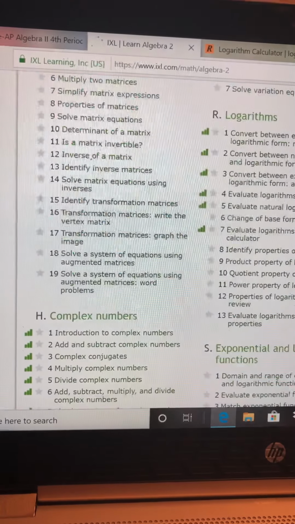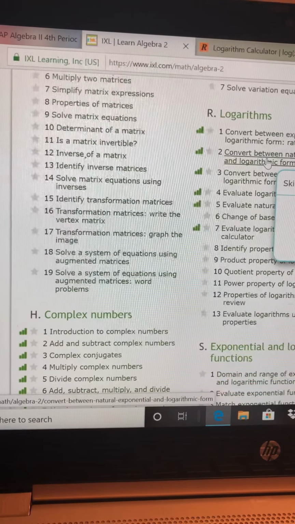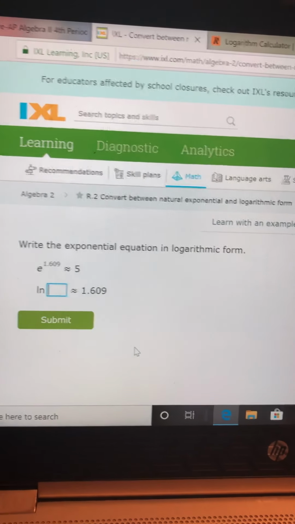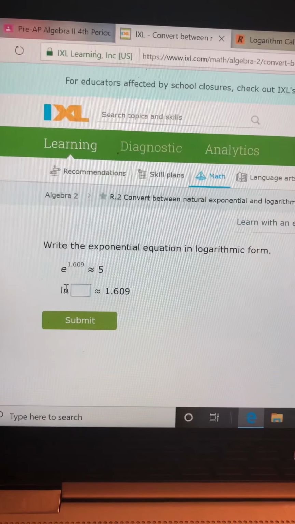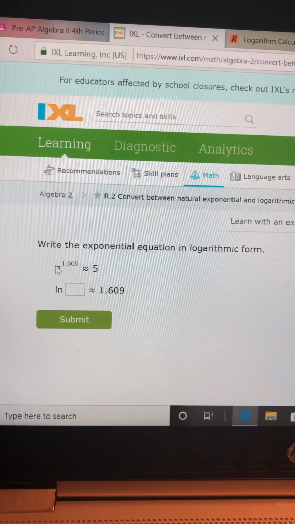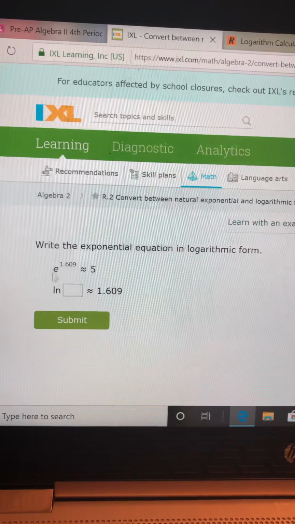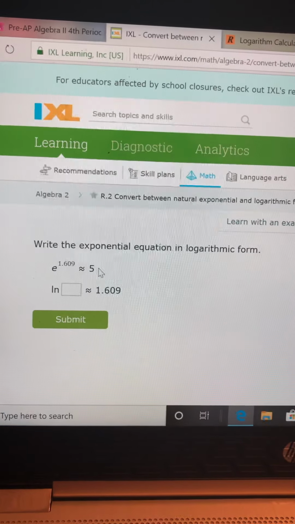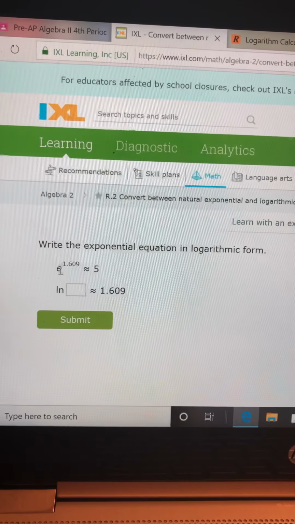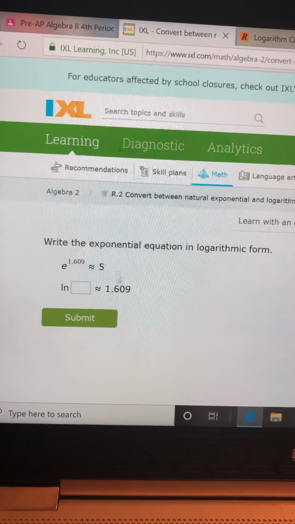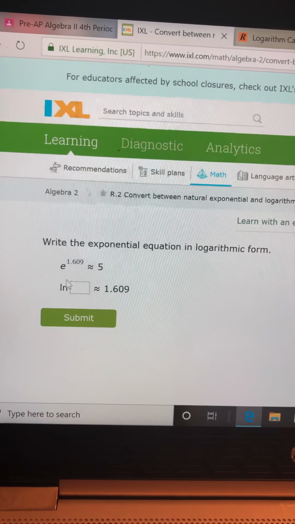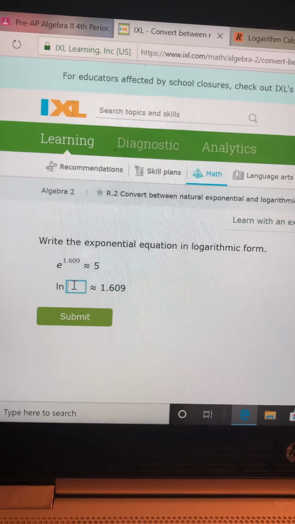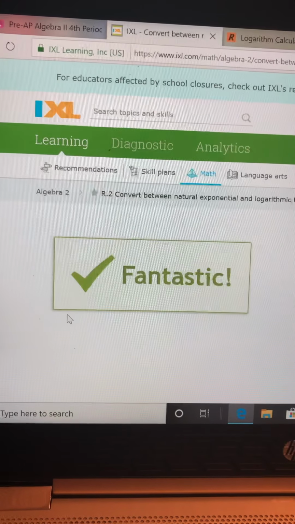So the next section, that was R1. This one's R2. Convert between natural, exponential, and logarithmic. So ln is called the natural log, and e is just a number. So here ln and e replace each other. So e is in the exponential form, ln is the natural log in logarithmic form. So again, just look at this. What number is missing down here? ln and e are the same thing, so don't pay attention to that. The number that's missing is 5. So 5 is that answer.